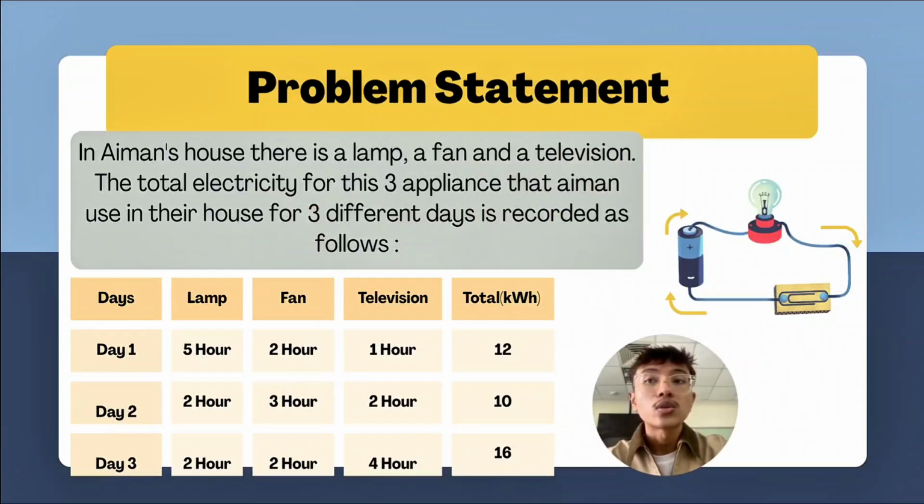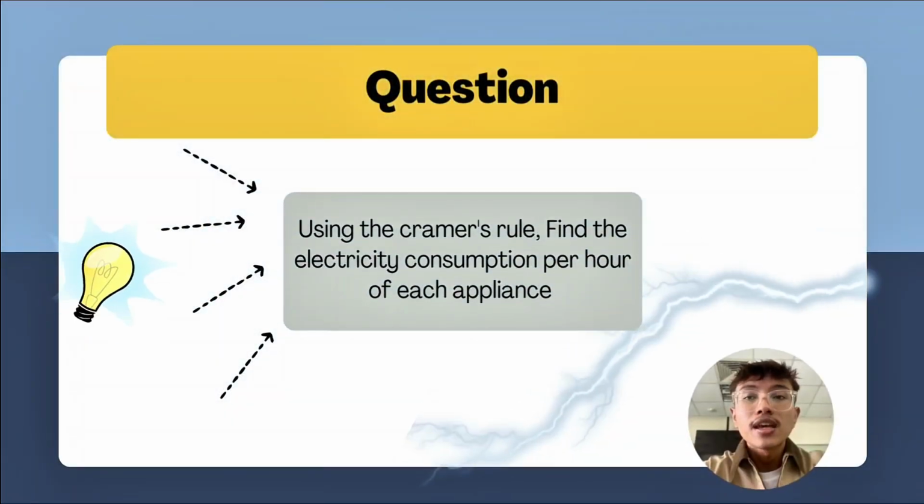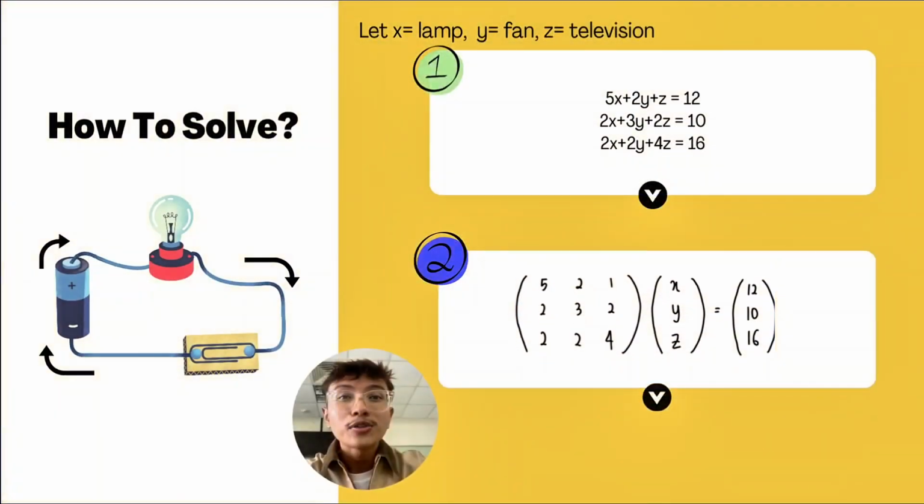Day 2, 2 hours of lamp, 3 hours of fan, and 2 hours of television, and the total is 10 kilowatt per hour. And day 3, Aiman used 2 hours of lamp, 2 hours of fan, and 4 hours of television, and the total is 16. And then next is the question. Using Cramer's rule, find the electricity consumption per hour of each appliance. How to solve it?